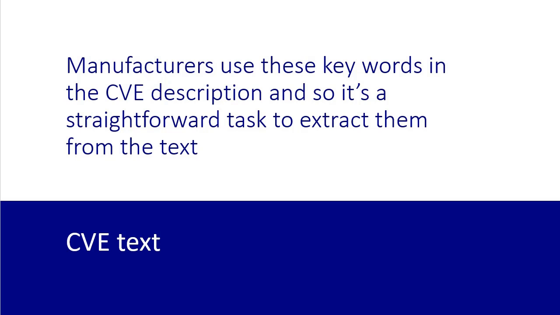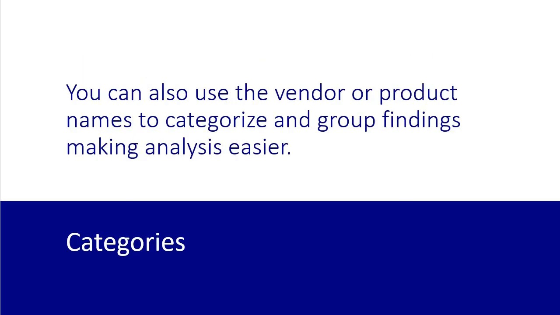So the manufacturers use these keywords in the CVE descriptions, and it's pretty straightforward to just extract them from the text. And that's what the spreadsheet does. That's how the tagging works. You can use things like a vendor or a product name to categorize and group certain findings. That would help you when you are prioritizing to say, oh, we use Microsoft for our internet-facing web servers. That vendor and that operating system we will prioritize because it is associated with a high-value target.